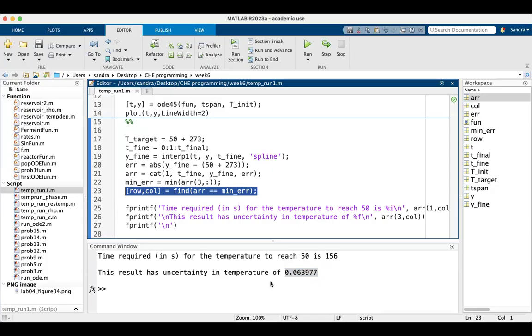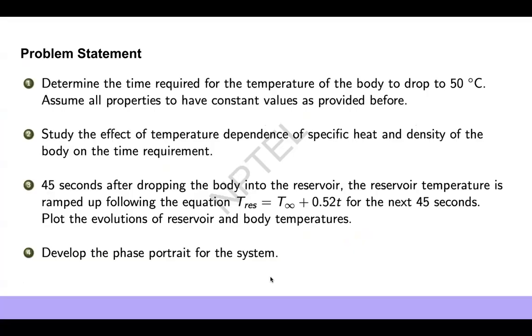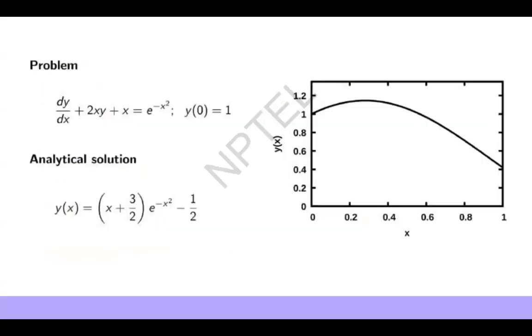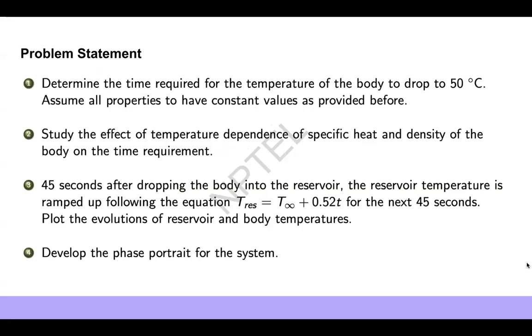Now let's go to the next sub question. The next sub question is to study the effect of temperature dependence on specific heat and density of the body on the time requirement. Basically, there are several ways to do this. I'll just show you the simplest way. You will change the specific heat values and solve the ODE, and then you will get a graph for a specific heat. Now you change the specific heat value to a different value, and you'll be getting a different curve. So basically, you'll be getting several curves as you change the specific heat capacity.